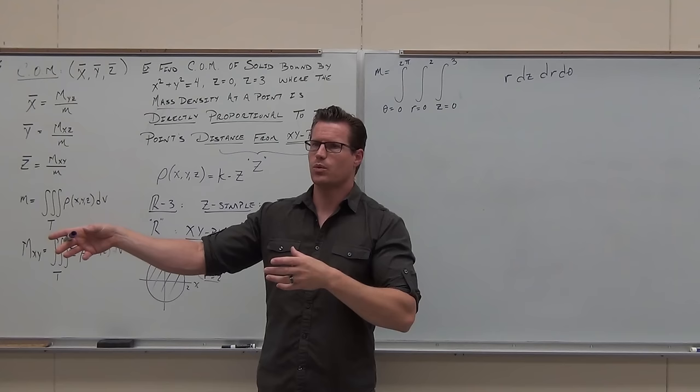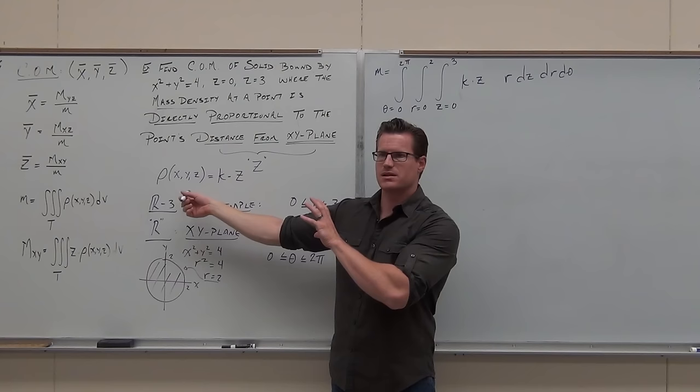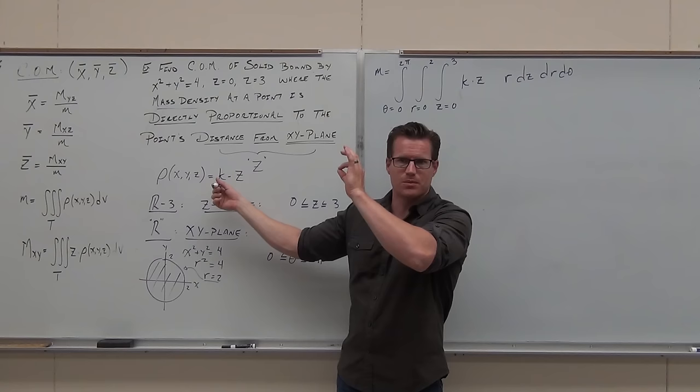So what is the mass density function that we have? Kz. That's okay, so Kz. That's what this thing does. This says the mass density is directly proportional to the point's height, distance away from the xy plane. That's the height. That's a z aspect. And now if you're okay with that one, just leave the k.